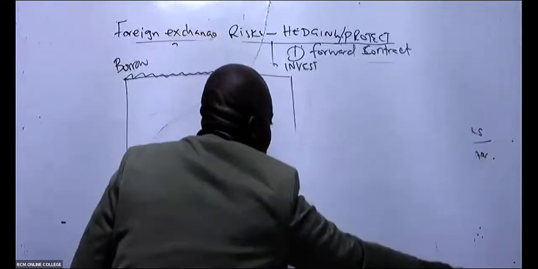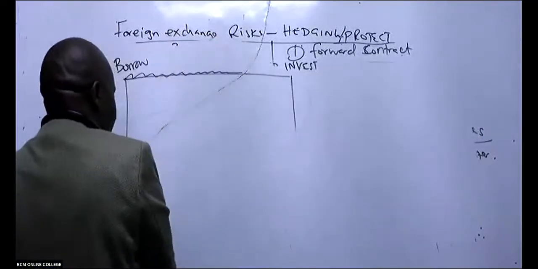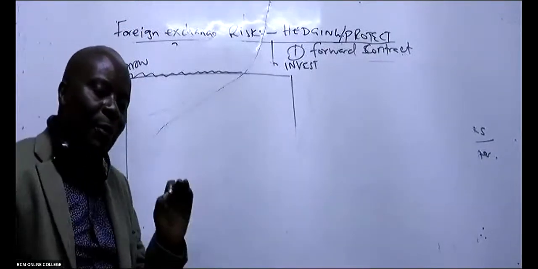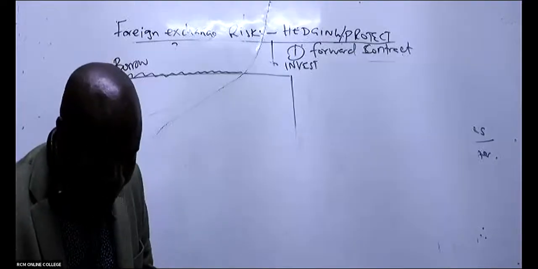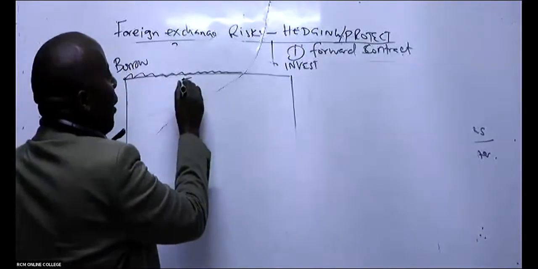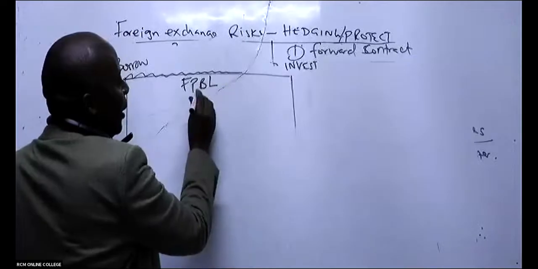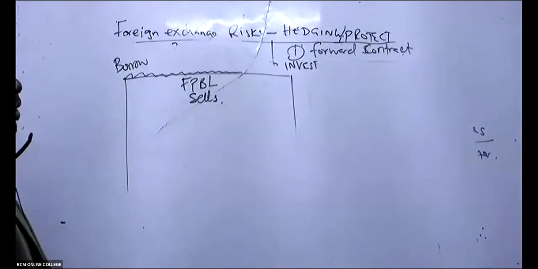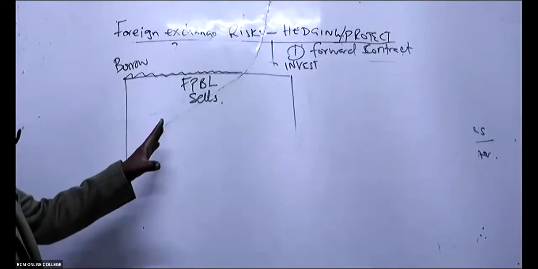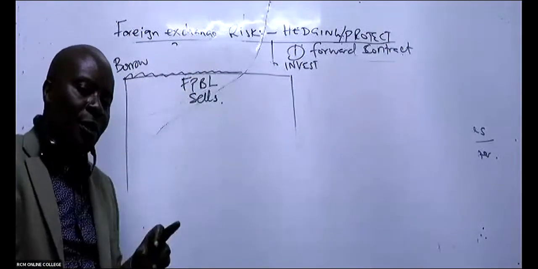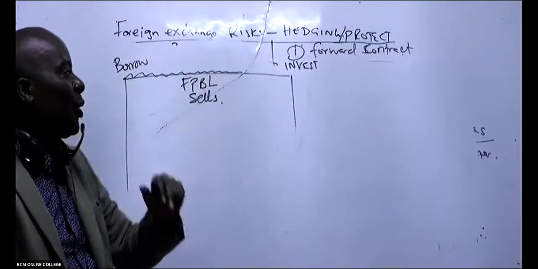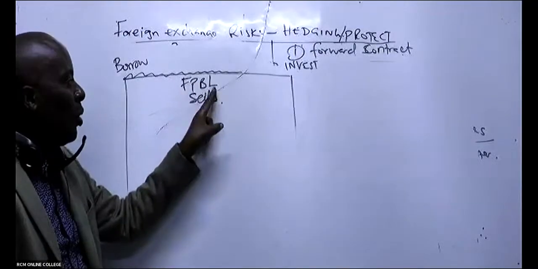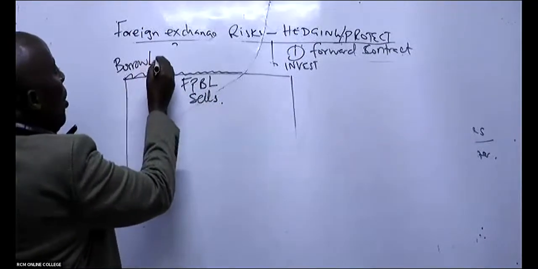This question of Jackie Limited is a payable question. At least the 3 months is a net payable question. And if it's a net payable question, we are using FPBL, sales. This is the rule we are using because it's a foreign payable question. So in this case, foreign payment, borrow local. So we are going to borrow local.